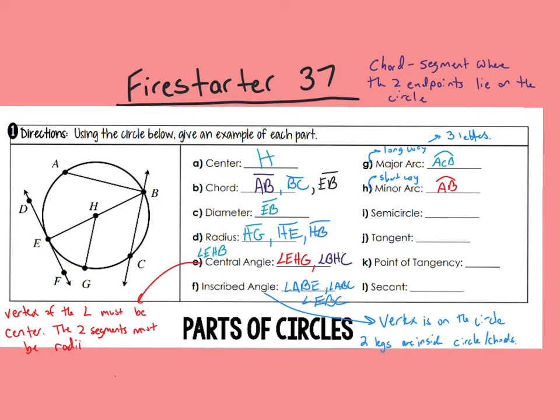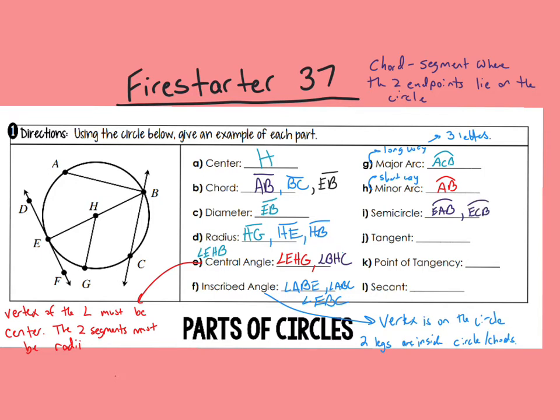Semicircle. That's just going to be an arc that makes up half the circle. That's pretty easy. EAB or EGC. Now remember, when you write it, we're going to say EAB. That's a good option. Make sure you put the arc over it. Or you could say ECB. That's another option. Make sure you put the arc over it.